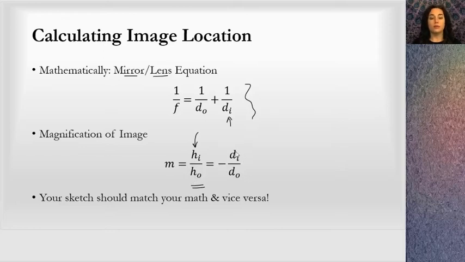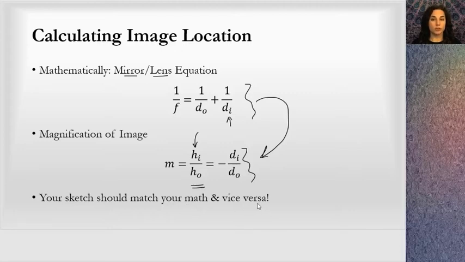It turns out that the ratio of those two heights is related to the image and object distance, which you can calculate with the mirror lens equation. It's negative d_i over d_o. What I'm going to note here is that your sketch should match your math and vice versa.